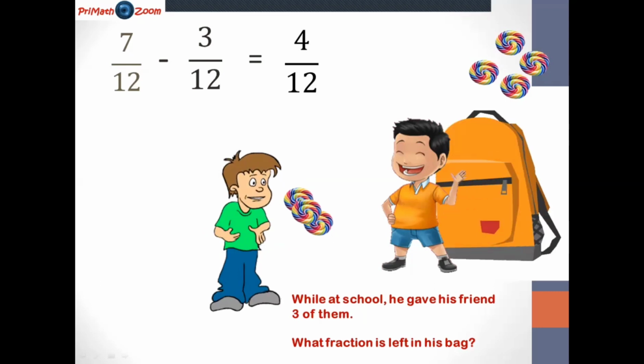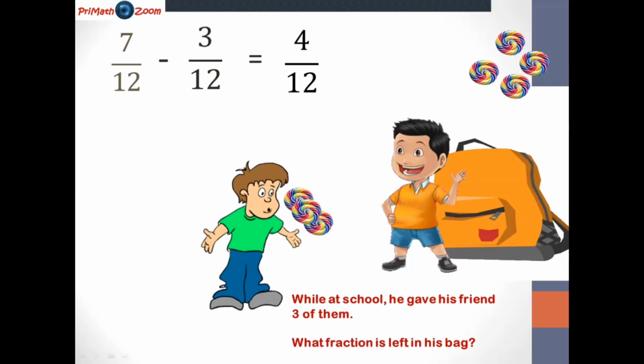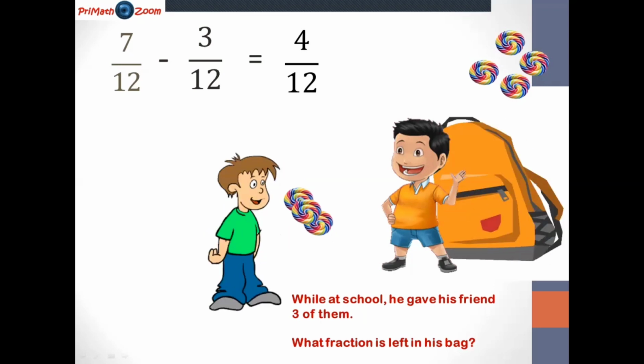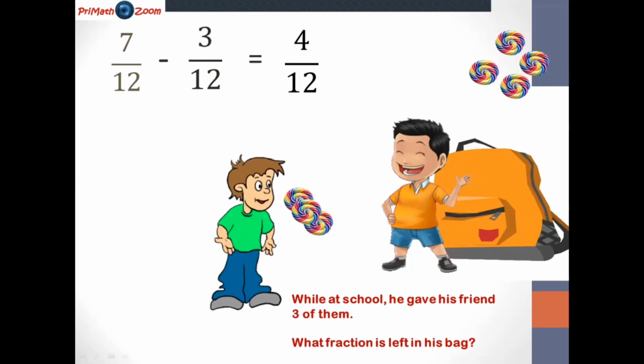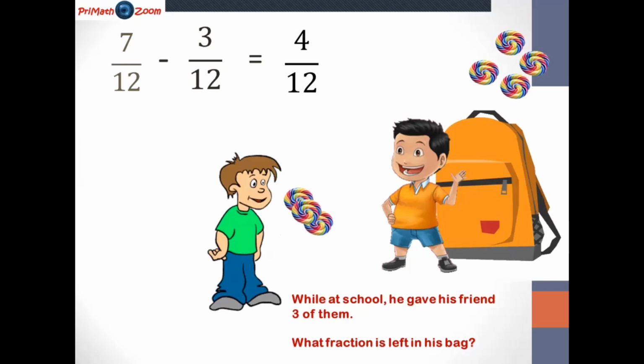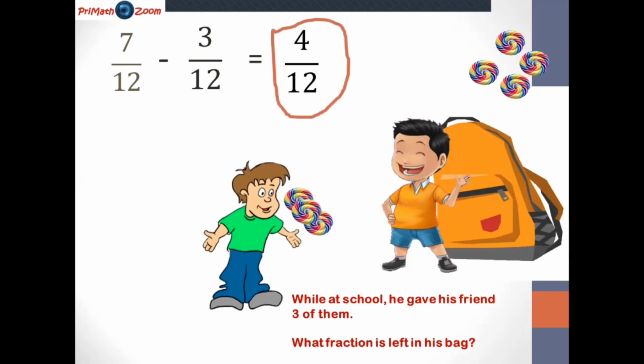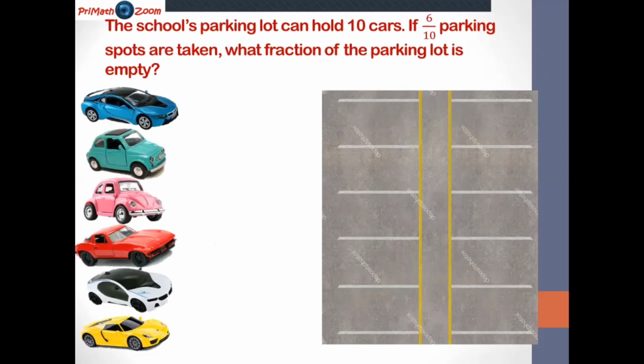Now let us look at this, the shortcut. 3 from 7 will give us what? We had 7 things here, we took 3 from it, 4. So yes, that shortcut will work all the time with like fractions. Let's move on to another one.